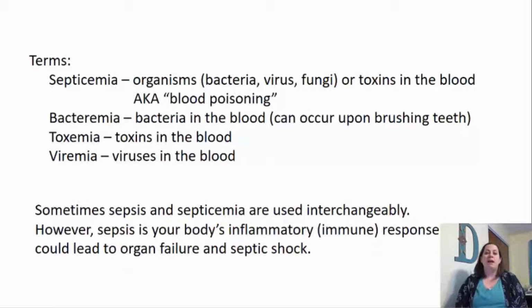Now, sometimes, guys, sepsis and septicemia are used interchangeably. However, sepsis is your body's inflammatory response that your immune system actually does, and this can lead to organ failure and septic shock. So it's a little different. Septicemia means that something is in the blood, bacteria, virus, or fungus, which could lead your immune system to try to fight it, which could lead to sepsis. All right, but sepsis is actually due to your immune system trying to overcome the potential invader. And again, this could lead to organ failure and septic shock.